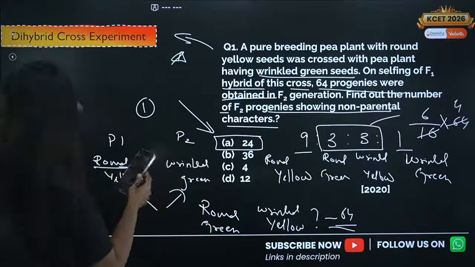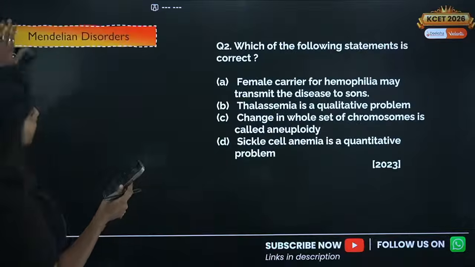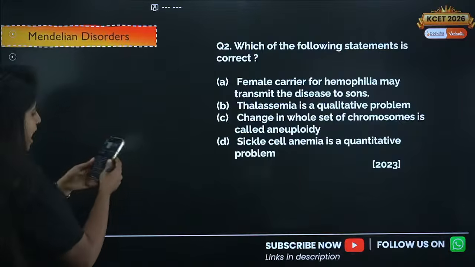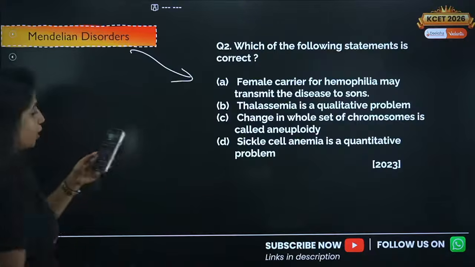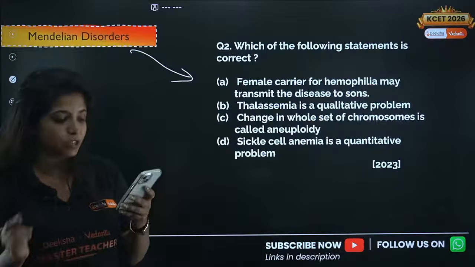Okay, thank you so much, Nagaraj. So this is 24 and that is the answer. Now going ahead with the next question, and this has to do with Mendelian disorders. Which of the following statements is correct is being asked.